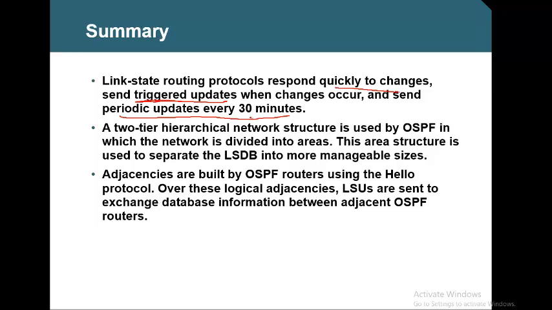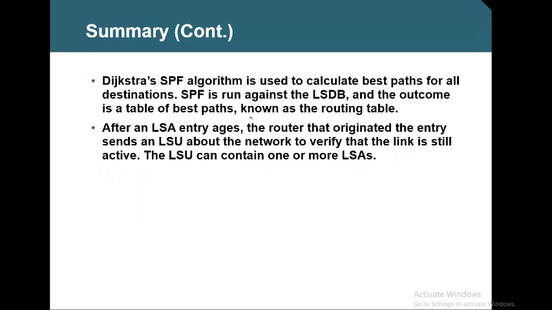Right. So other things like two-tier hierarchy network structure, which reduces the flooding of LSA, which localizes the impact of topology change, which helps to provide a summarization point. All those things we have seen in this chapter. We also saw that it is the Dijkstra's algorithm which calculates the best path by adding the path cost.